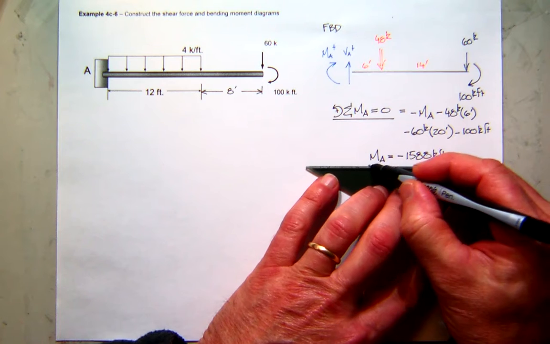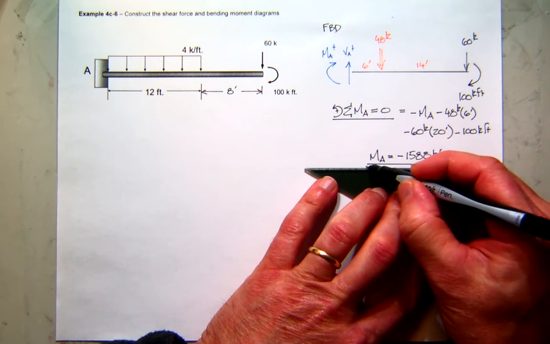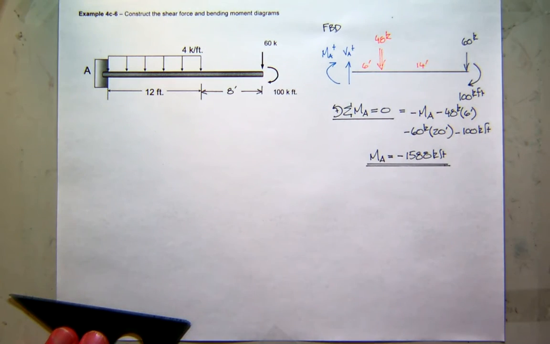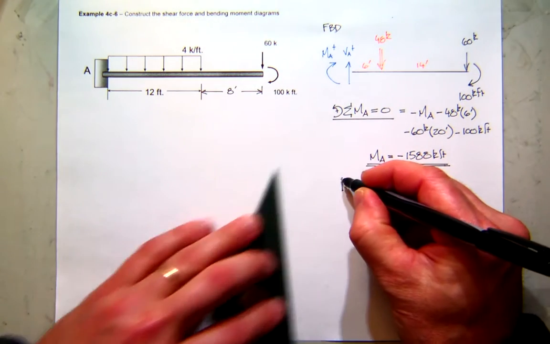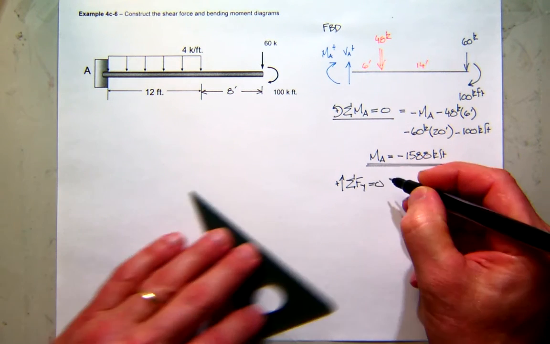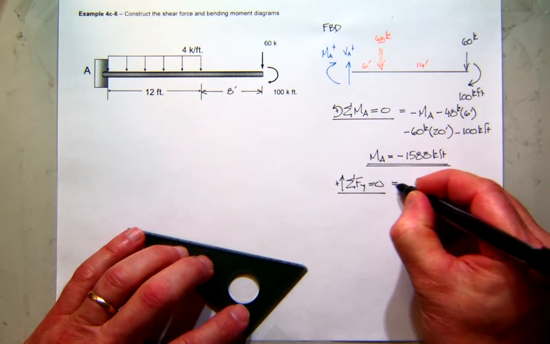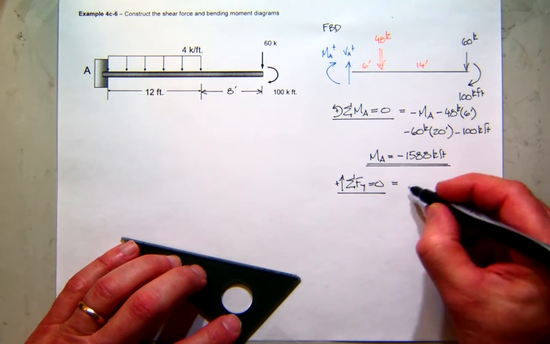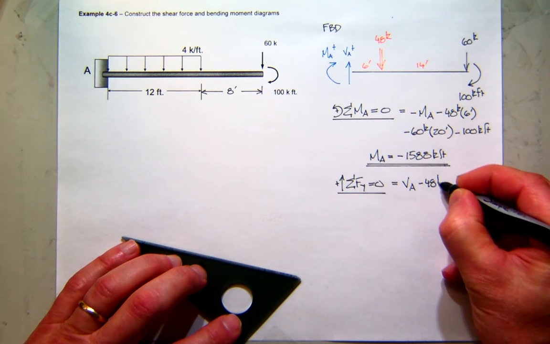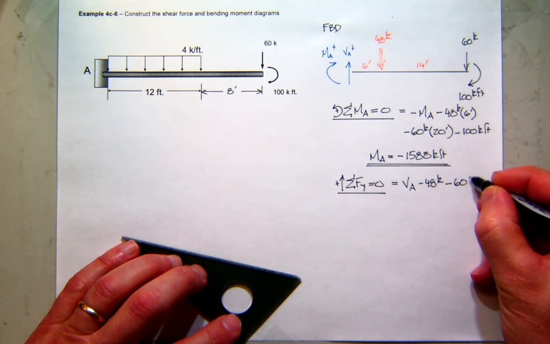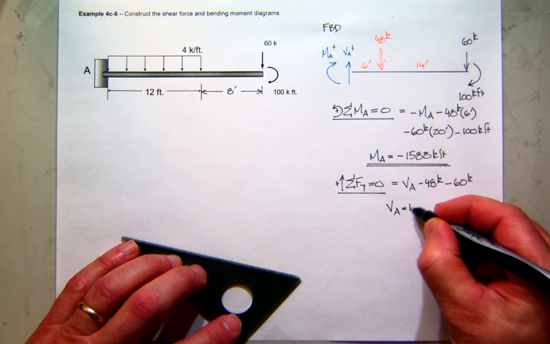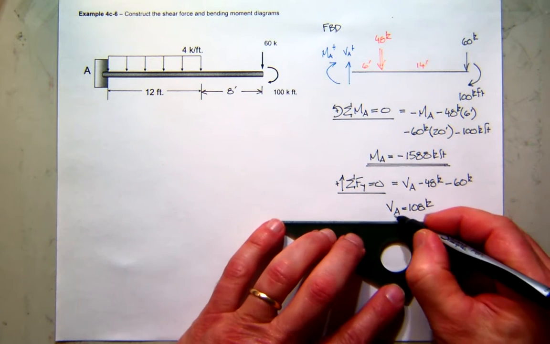So negative 1588, and that'll be kip feet. So what kind of moment do we have at A? Positive or negative bending moment? Remember, we assume positive, we got a negative sign, so it's negative bending moment. Then I can sum forces in the y direction and make sure that's in equilibrium. I'm going to assume up is positive, so this force is up, so it's positive. This force is down, negative. Out there on the end is also down, so that's negative. So it looks like my shear at A is equal to 108.